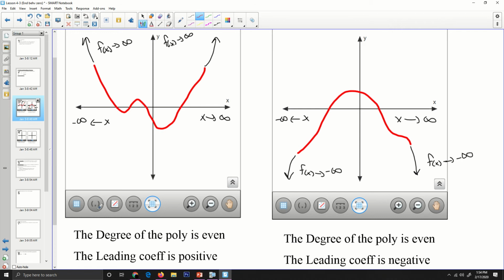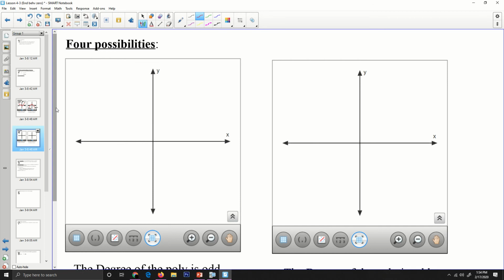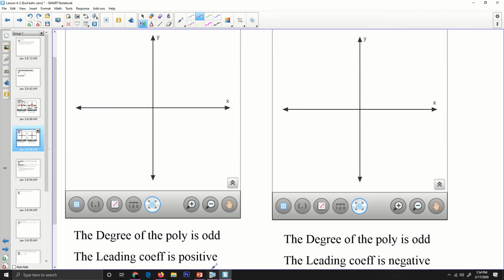So we've done the 2 instances where the degree of the polynomial was even. And now we're going to talk about the 2 instances when the degree of the polynomial is odd. All right, so we still have those 4 possibilities. We've already done 2. If the degree of the polynomial is odd and the leading coefficient is positive, then we can say as x goes to positive infinity, the function value is also going to go to positive infinity. And as x goes to negative infinity, the function value is going to go to negative infinity.